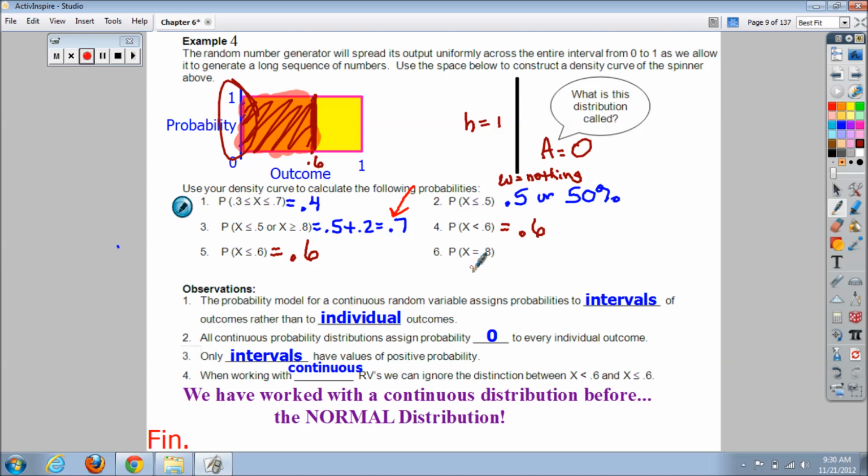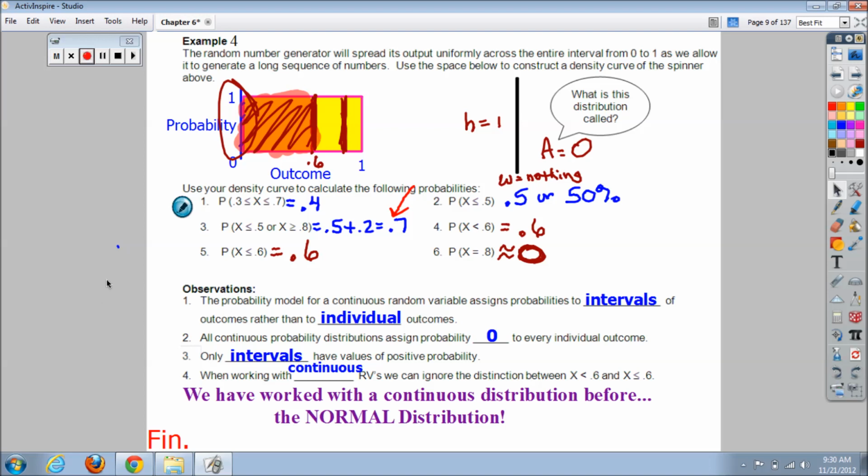And then for 6, we kind of mentioned here, the probability that x is equal to exactly 0.8. What's the probability that we would get exactly 0.8 on that spinner? Well, essentially, it's 0. It's basically impossible to spin a 0.8 when there's infinitely many numbers that you could come up with.